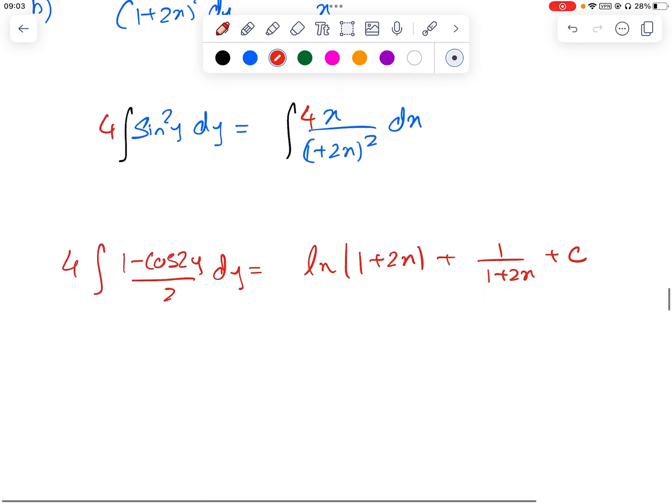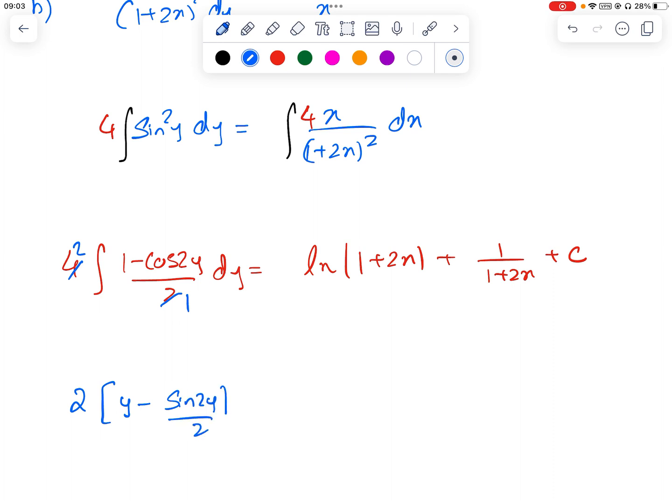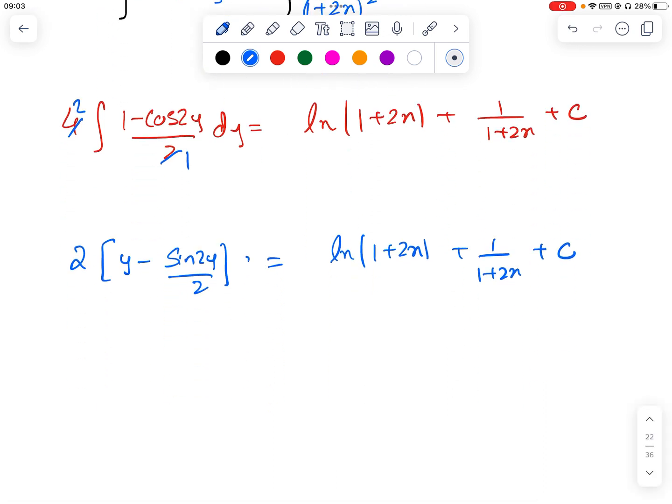So this will become 2 times 1, 2 times 2. So 2 times one integral is y minus cos 2y integral. Cos 2y integral is nothing but what? sin 2y upon 2 equals ln of 1 plus 2x plus 1 upon 1 plus 2x plus c. So what does that become now? 2y minus sin 2y equals ln of 1 plus 2x plus 1 upon 1 plus 2x plus c.